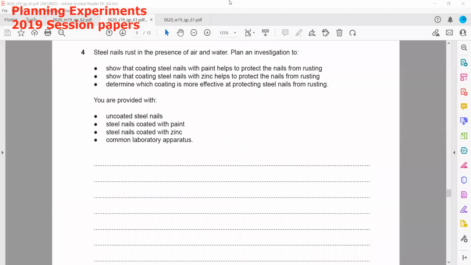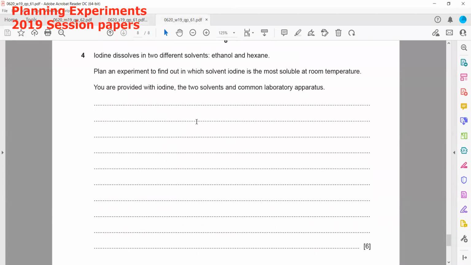Then another experiment is there from the October-November session: iodine dissolved in two solvents, ethanol and hexane. We have to plan an experiment to find out in which solvent iodine is the most soluble. Iodine is a black or purple crystal. We'll take an equal volume of ethanol and hexane in two different test tubes.